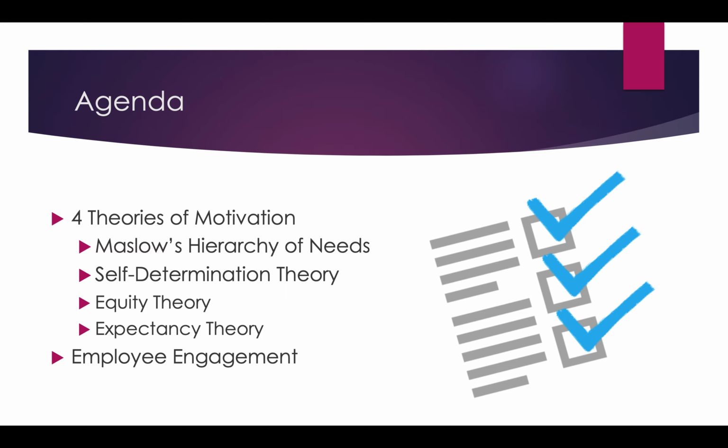Earlier this week, we talked about 4 different theories of motivation. Those 4 theories were Maslow's hierarchy of needs, self-determination theory, equity theory, and expectancy theory. But today we are going to focus on employee engagement.